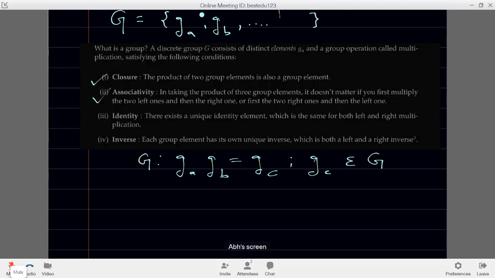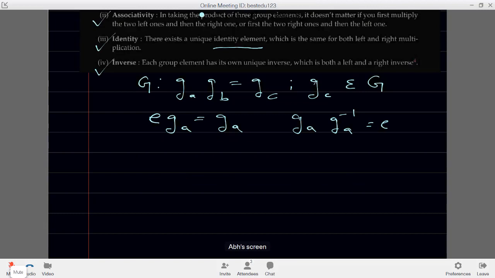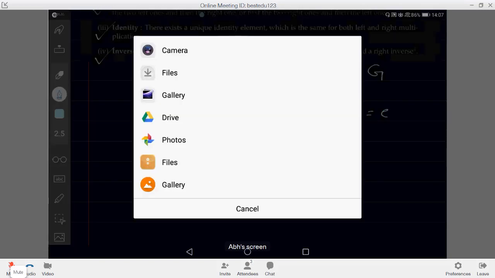Similarly, there is associative property, identity property, and inverse. Identity means there should be an element such that when you multiply an element with it, you get the element back. So consider there is an identity element E. If you multiply an element with this, you get the same element back. Similarly, there should be an inverse. Every element should have its inverse element such that when you multiply them, you get identity. And we all know what associativity looks like.